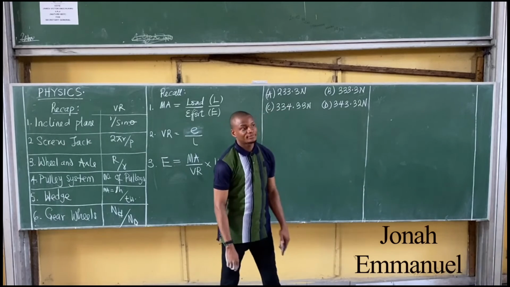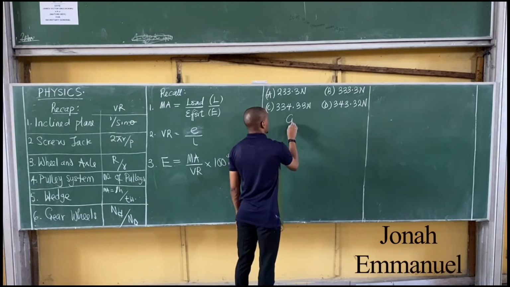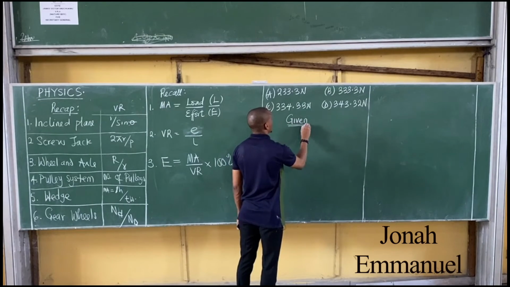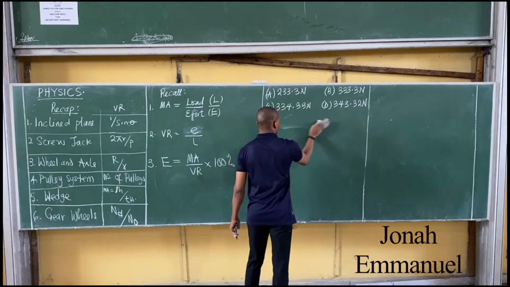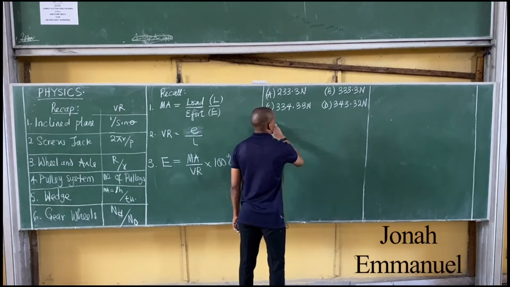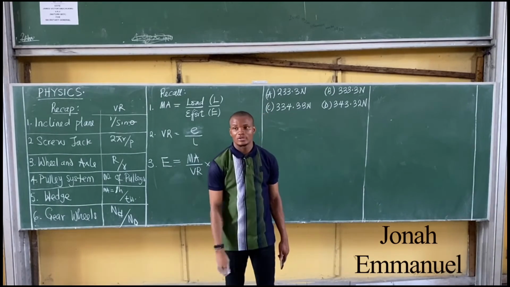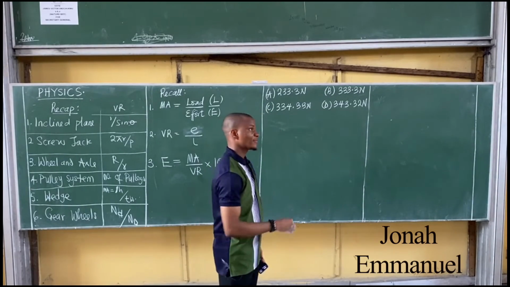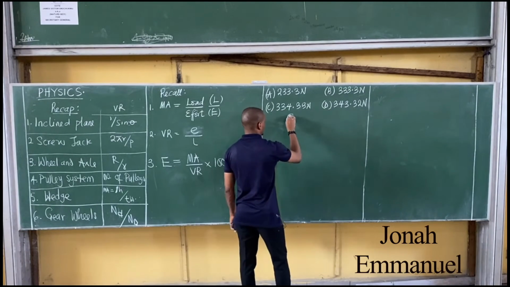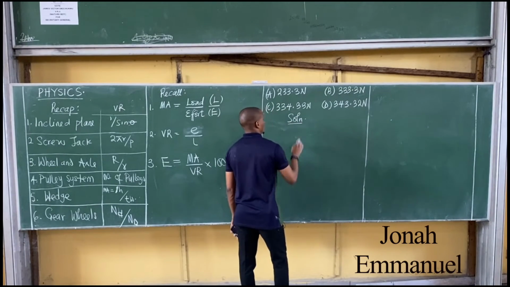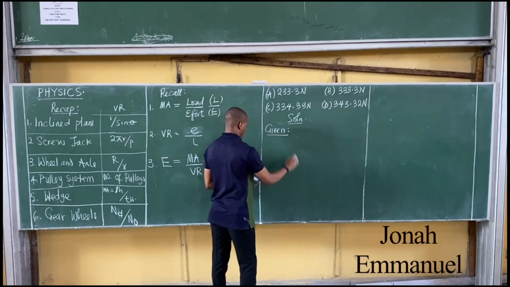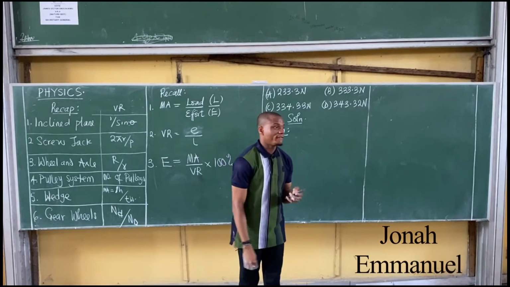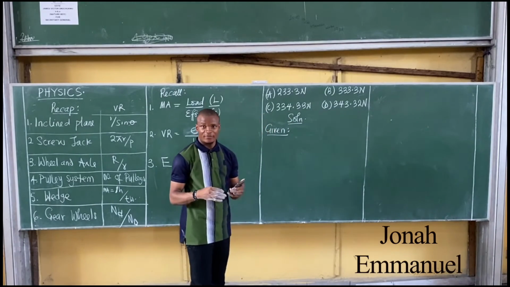Alright, so let's see what you are given. Solution. Let's solve this. What are we given there? A machine whose efficiency is 75%.